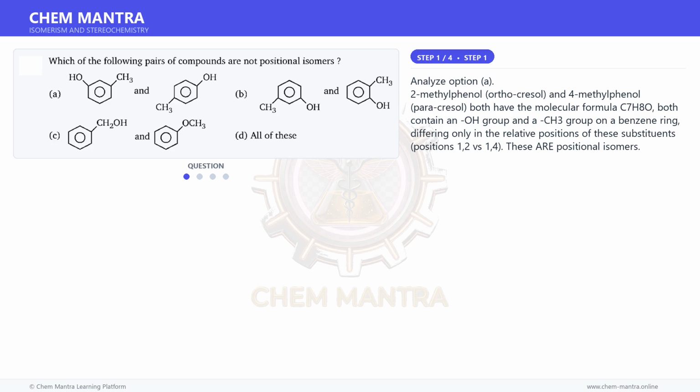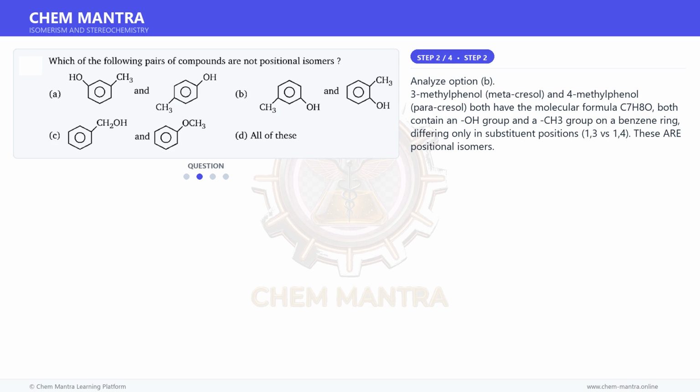Analyze option A. 2-methylphenol, orthocresol, and 4-methylphenol, paracresol, both have the molecular formula C7H8O, both contain an OH group and a CH3 group on a benzene ring, differing only in the relative positions of these substituents, positions 1, 2 versus 1, 4. These are positional isomers. Moving on to the next step.